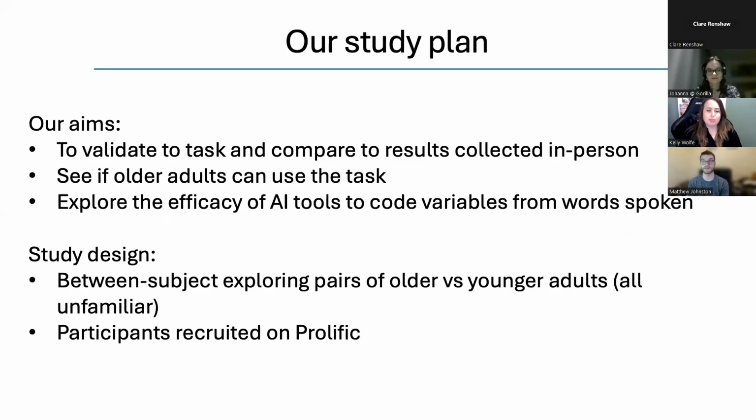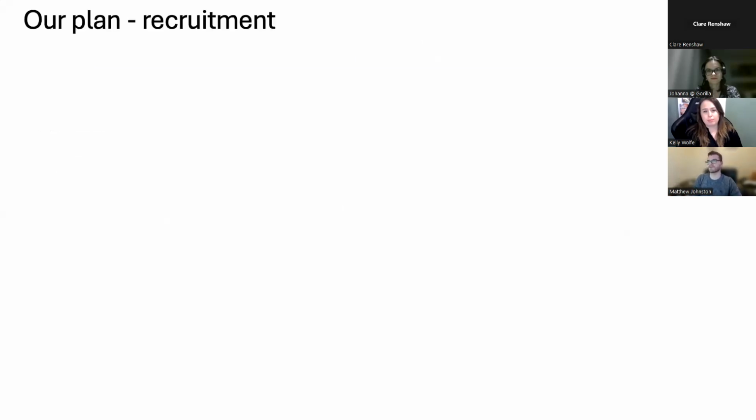So our study design is between subjects, and we're exploring pairs of older versus younger adults. All of them will be unfamiliar to each other, and participants will be recruited via Prolific. So this is our rough recruitment strategy for now.